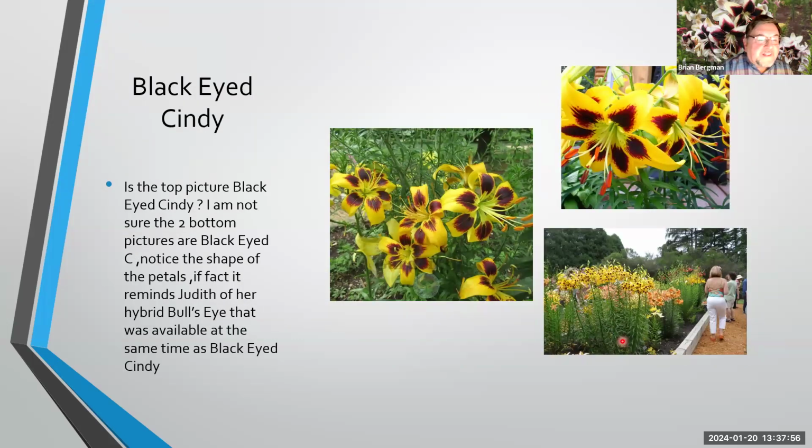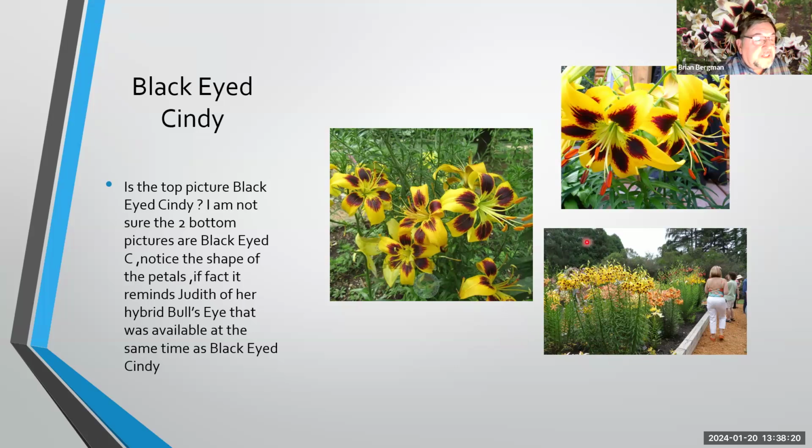Okay, and then we have Black-Eyed Cindy. And the top picture on the far upper right, is that Black-Eyed Cindy? I'm not too sure. The two bottom pictures are. If you look at the left picture, that is classic Black-Eyed Cindy. You look at the shape of the petals, and that is classic. And then you look at the bottom, that's the plant.